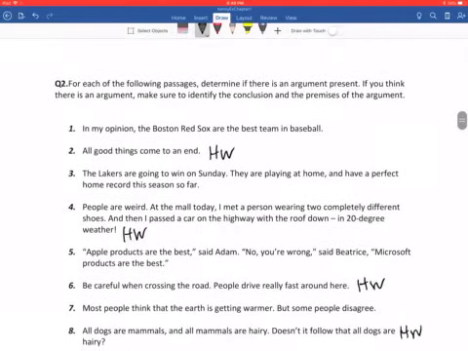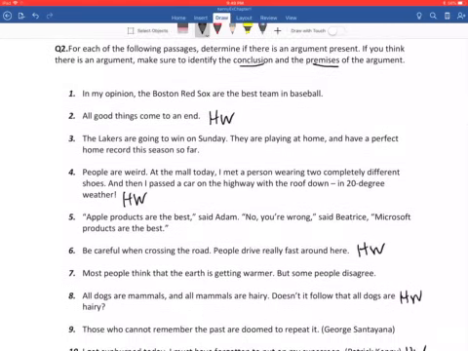Okay, Q2. Now here you're supposed to determine if there is an argument present, all right? And if you think there is, then identify the conclusion and the premises. All right, so number 1, in my opinion, the Boston Red Sox are the best team in baseball.